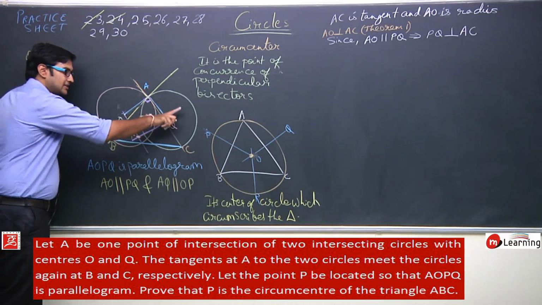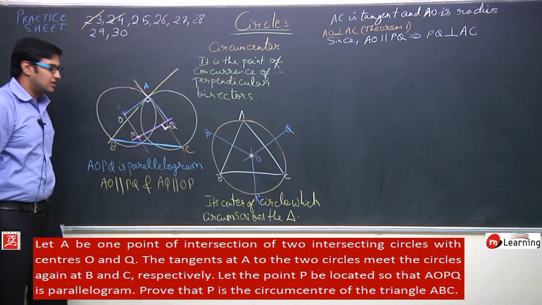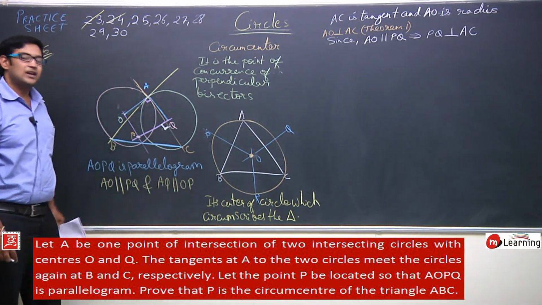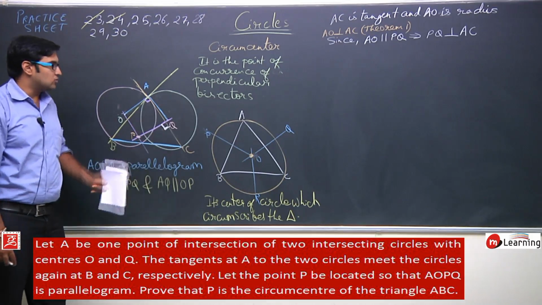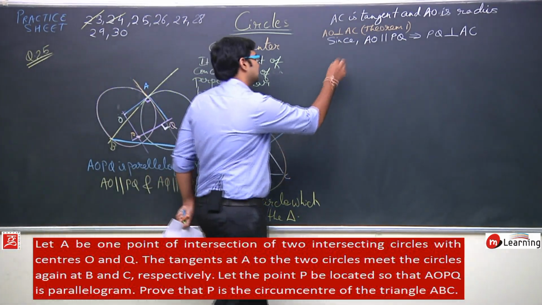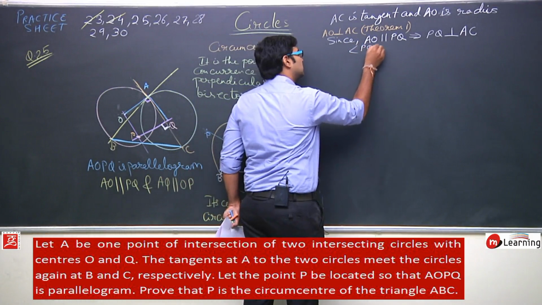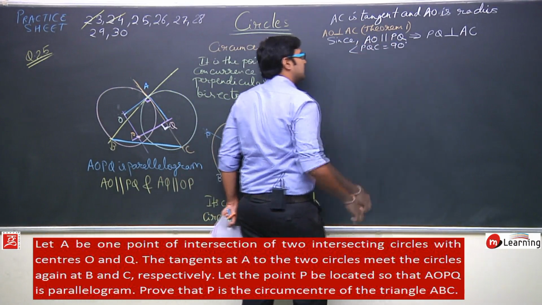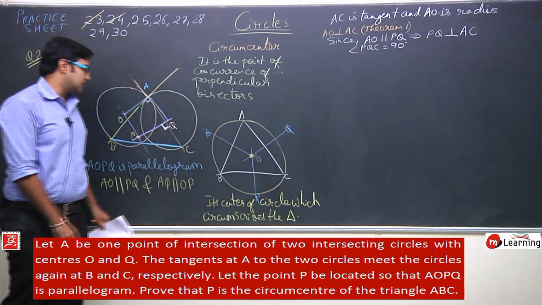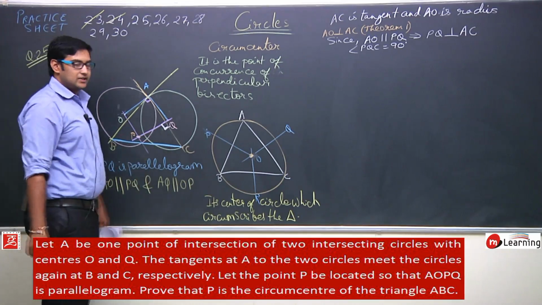These are the two parallel lines and this AC is a transversal for these two parallel lines. So this angle will be equal to 90 degrees. So it implies angle PQC equals 90 degrees. Okay, angle PQC, so this angle is 90 degrees.